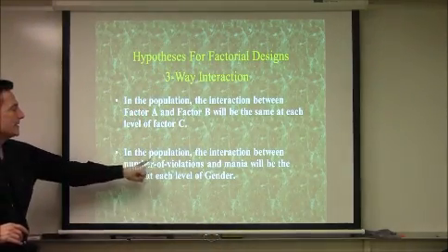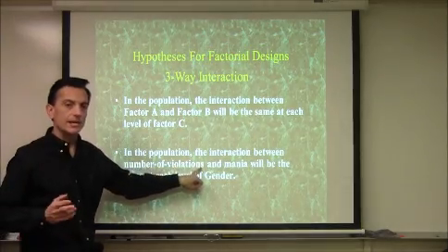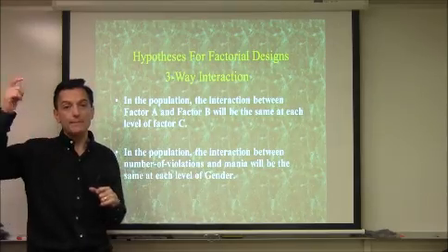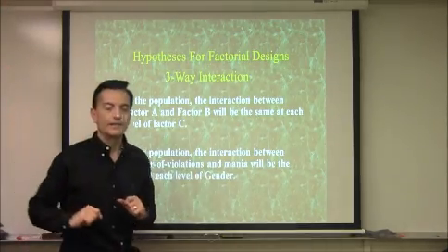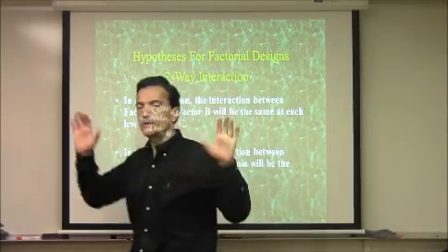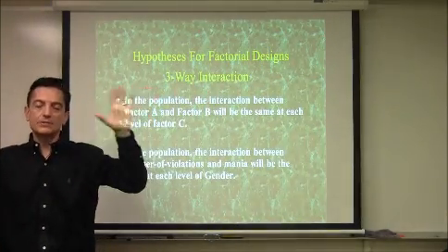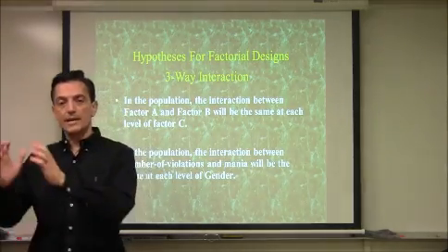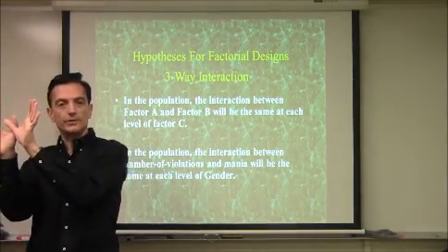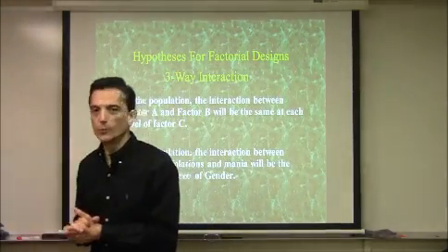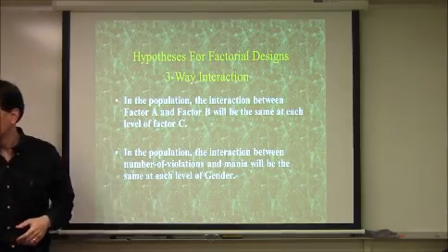Okay, let's see if we can now slide in some of our variables. In the population, the interaction between number of violations and mania will be the same at each level of gender. Okay, so we can look at the A by B interaction for men. We'll hang on to that. We'll look at the A by B interaction for women. And to the extent that those are the same as each other, then we have no evidence for a 3-way interaction. But if we're getting very different interactions at the male level of our gender variable than we are at the female level of our gender variable, then we have evidence for a 3-way interaction.